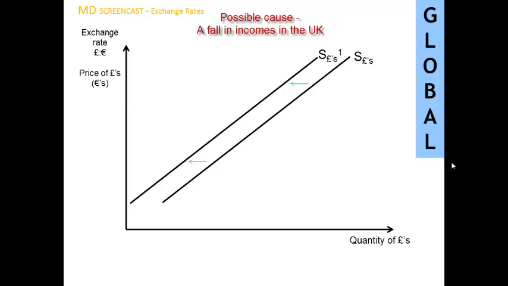Also, falling incomes in the UK may lead to a fall in UK households, firms and government wishing to buy imports. There would be a fall in the supply of UK currency to acquire foreign currency because fewer pounds are supplied to buy imports.